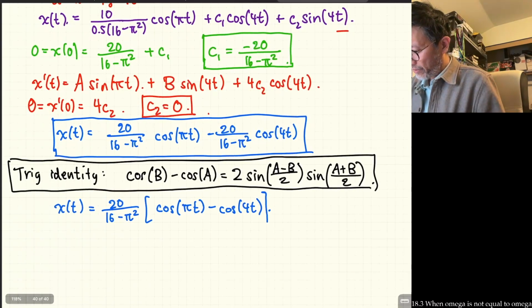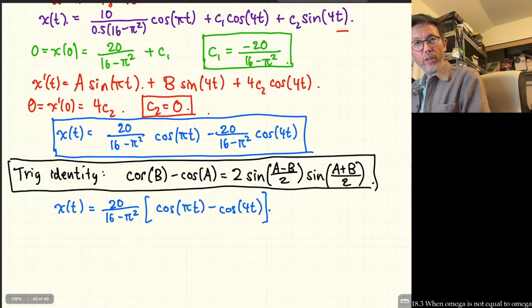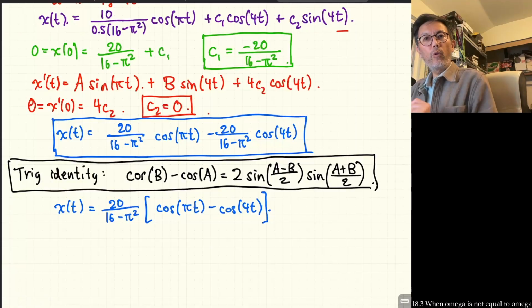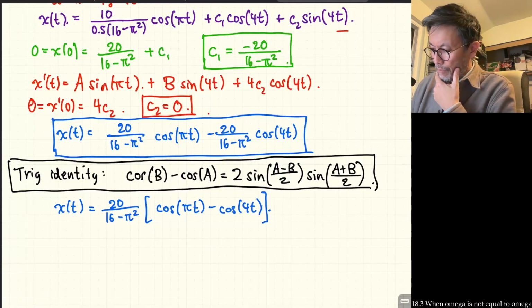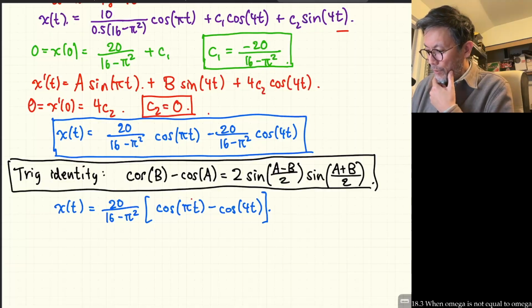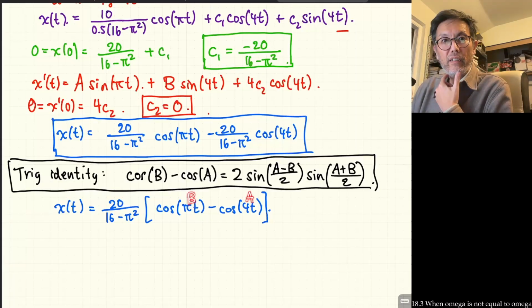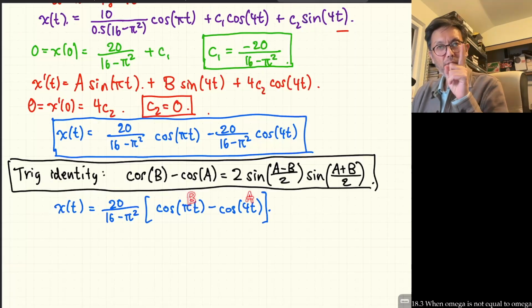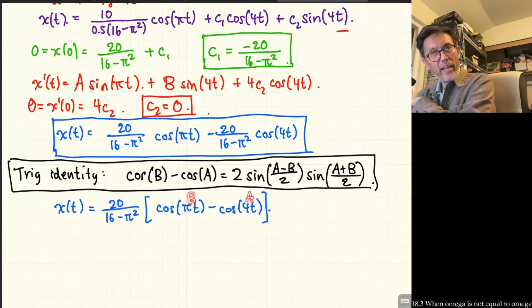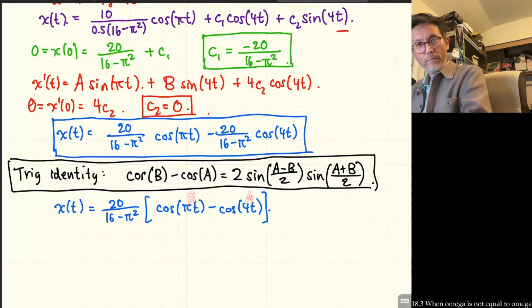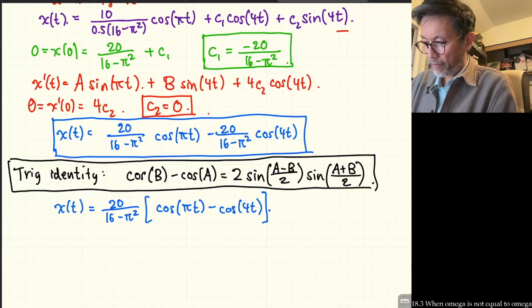Close brackets. Now we compare what's inside the brackets with the left-hand side of our trig identity. We ask ourselves, what's playing the role of b, what's playing the role of a? This is playing the role of b. Maybe I'll do this temporarily. This is playing the role of b here, and this is what's playing the role of a. Okay? So that we have cosine of b minus cosine of a. You feel it? So then, what does this become under this trig identity?